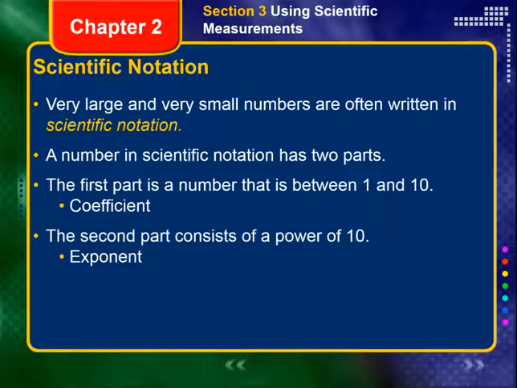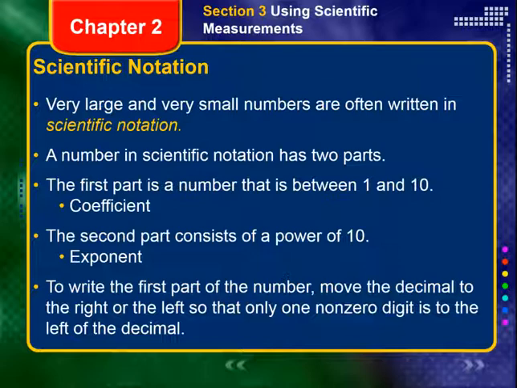Now let's move to scientific notation. Very large and very small numbers are often written in scientific notation. A number in scientific notation has 2 parts. The first part is a number that is between 1 and 10. It's not going to be 1 and it's not going to be 10. It's going to be between them. We call that number the coefficient. The second part consists of a power of 10, meaning it looks like times 10 raised to an exponent. We call that the exponent.